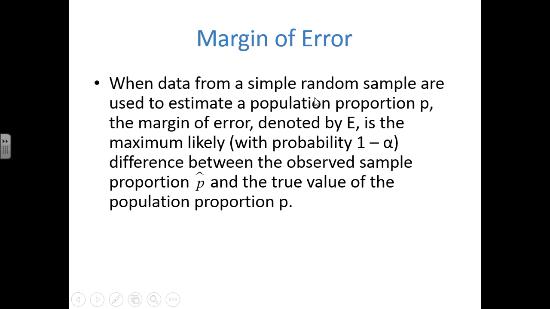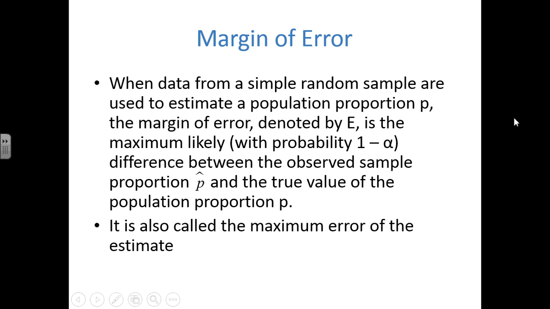All right, so the margin of error is the difference between the observed sample p hat and the true value of the population proportion. It's also sometimes called the maximum error of our estimate. We're starting our estimate with the sample proportion, then we're going to find this interval or range of values that we think the true population proportion is. Remember, we don't know what it is, but we think it's within this range of values that we're going to calculate using the margin of error.